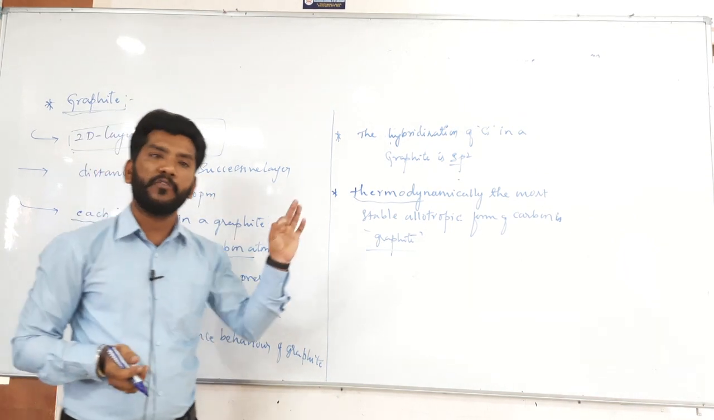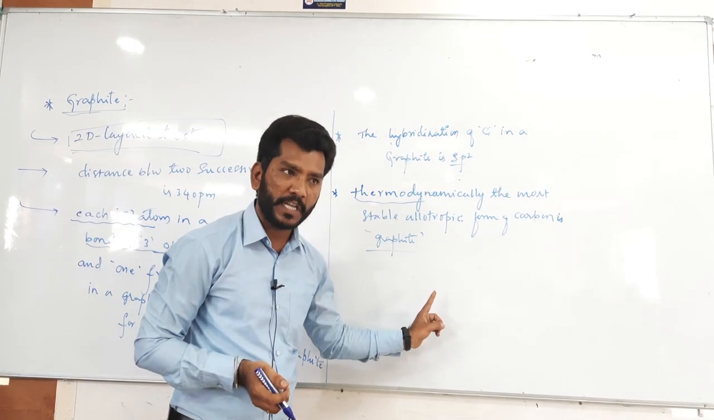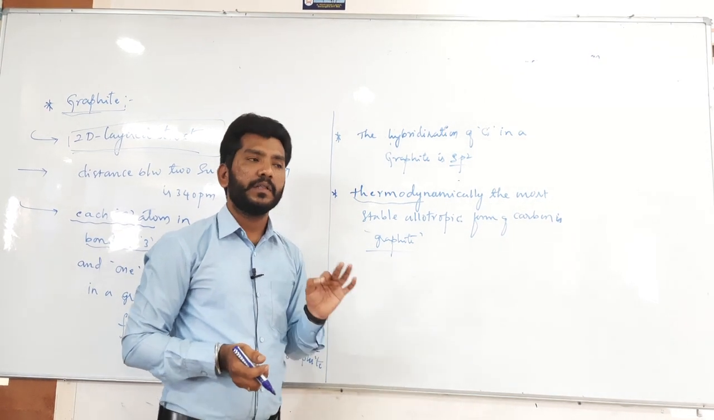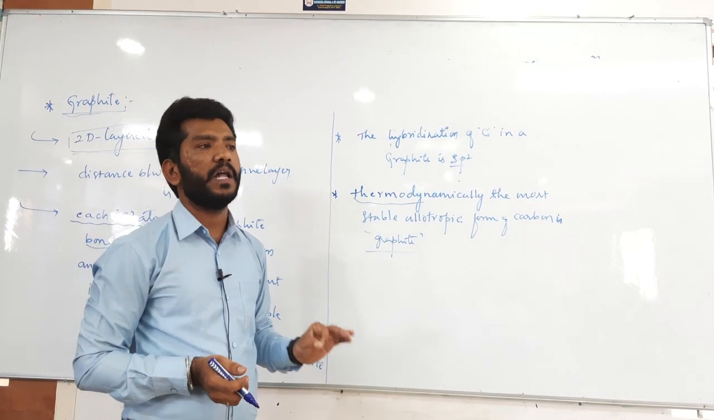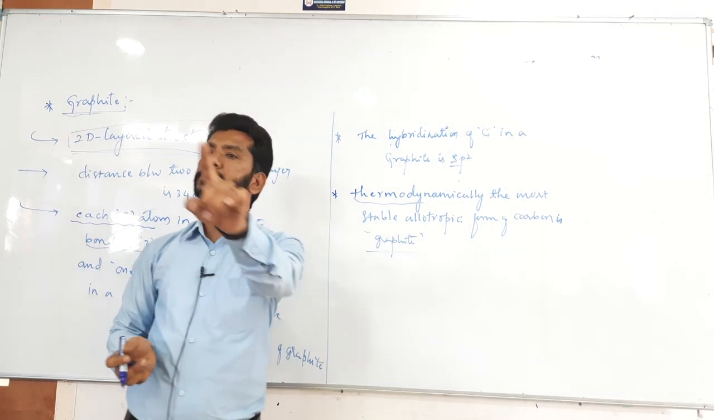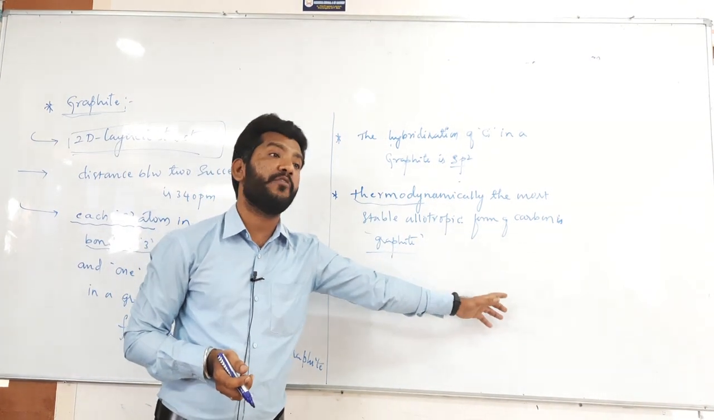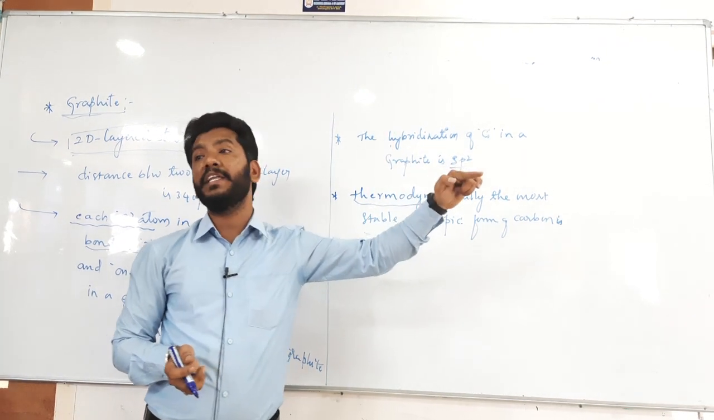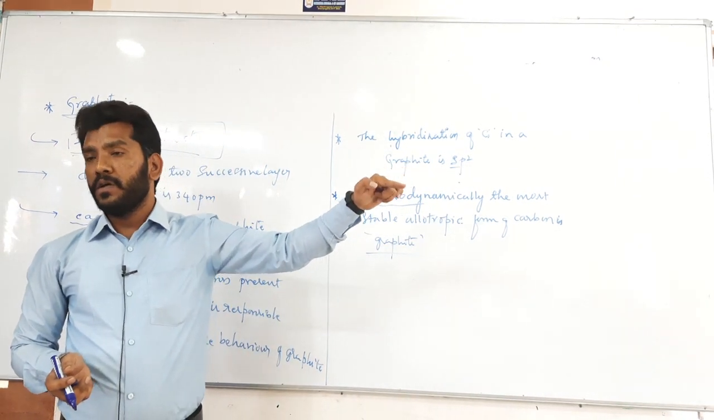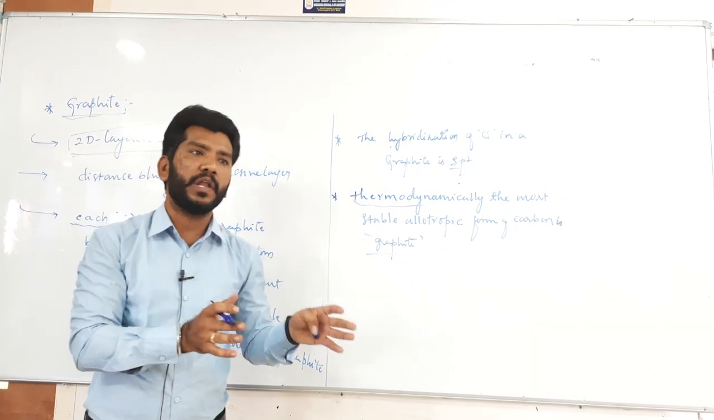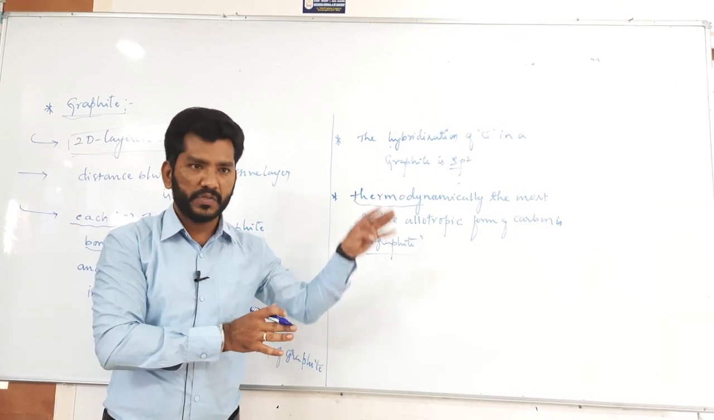Thermodynamically, the most stable allotropic form of carbon is graphite itself. The enthalpy of formation of graphite is 0, whereas the enthalpy of formation of diamond is 1.9 kilojoule per mole.